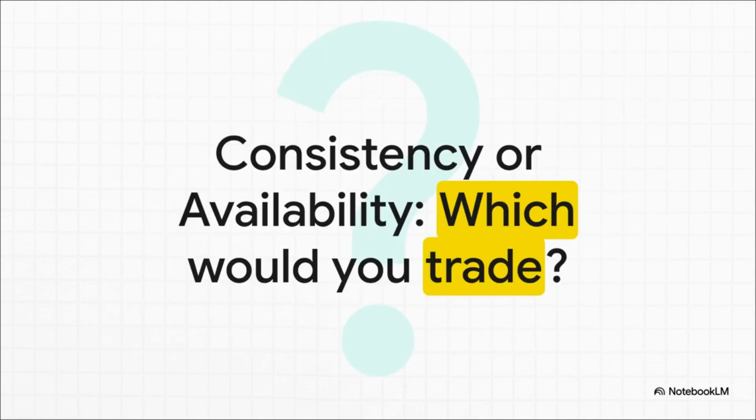Imagine you had to choose for your favorite app. Would you rather it was always available, even if sometimes the data might be slightly out of date for just a few seconds? That's called availability. Or would you prefer the data to be perfectly consistent, every single time, even if it means the app might be unavailable for just a moment during an update? That's consistency. It's one of the biggest, most fundamental trade-offs in all of system design. So, which one would you choose?